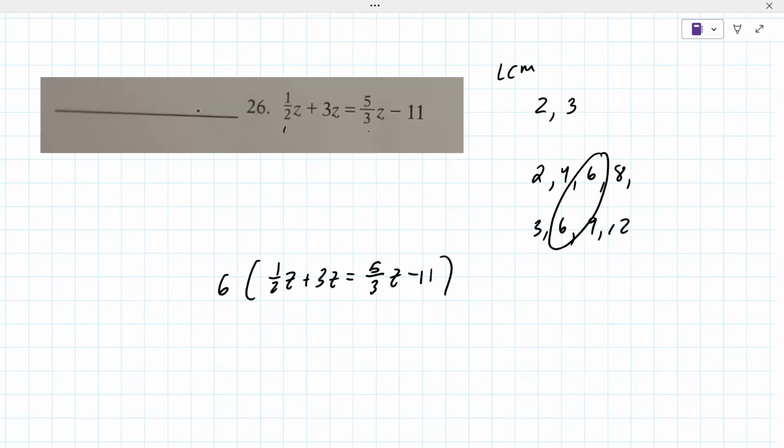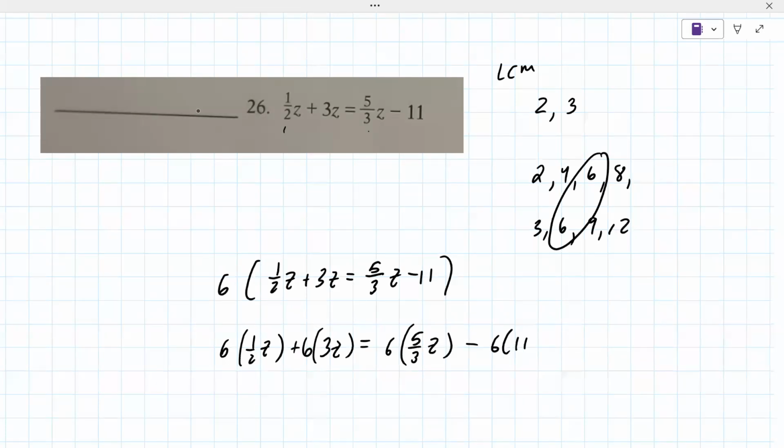So we're going to multiply the 1/2 z by 6, the 3z by 6, the 5/3z by 6, the 11 minus 11 by 6. Okay. All right. Put that in. Be careful with parentheses.